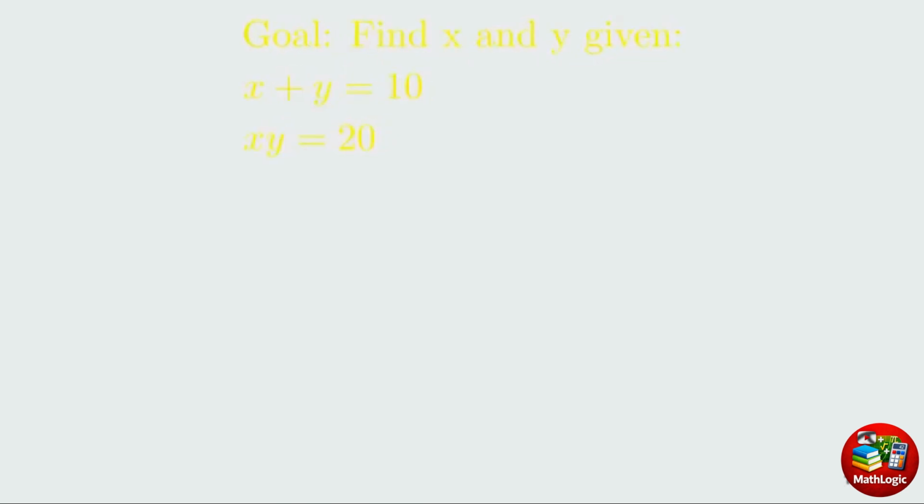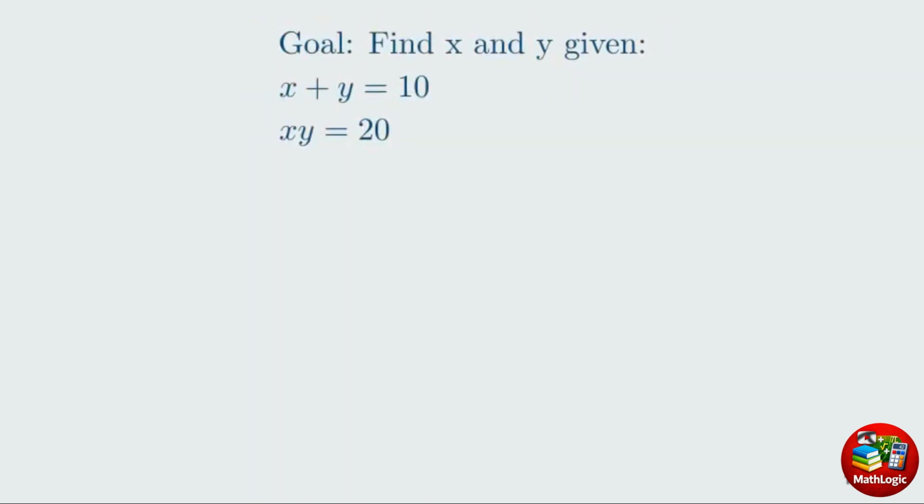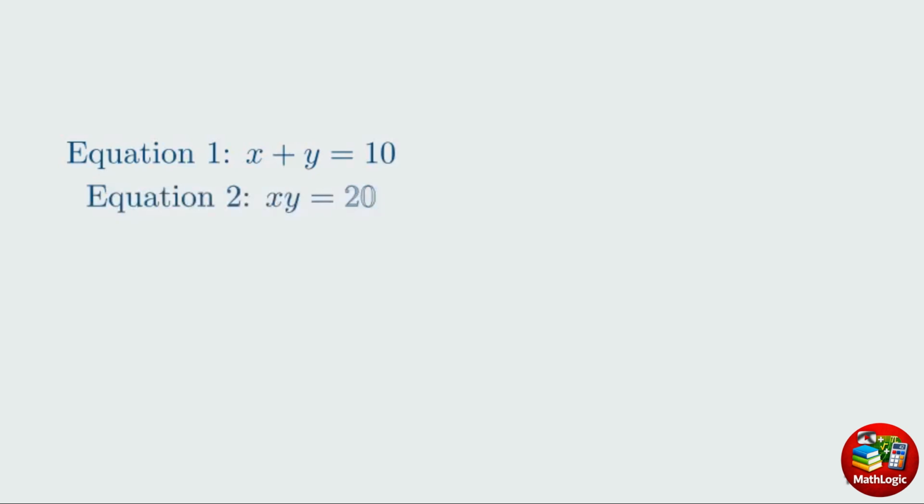By the end of this lesson, you will be able to take a system like this and use substitution to arrive at a familiar quadratic equation. Let's begin by writing down our two equations. We have x plus y equals 10, which we'll call equation 1, and x times y equals 20, which we'll call equation 2.